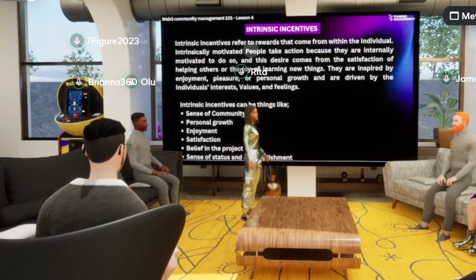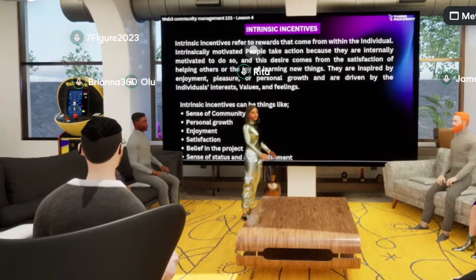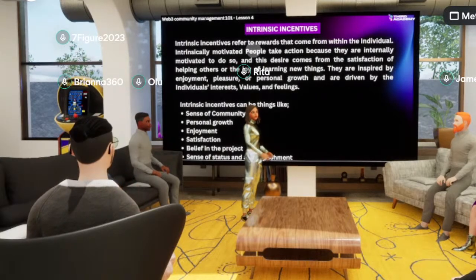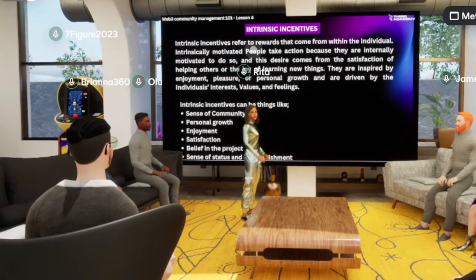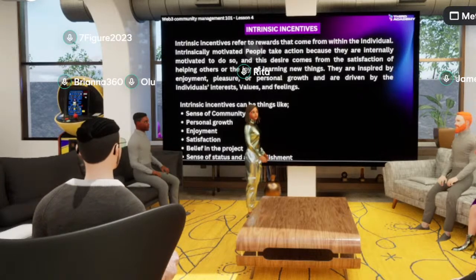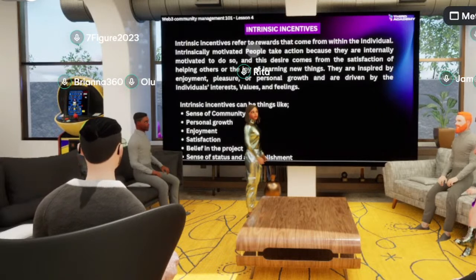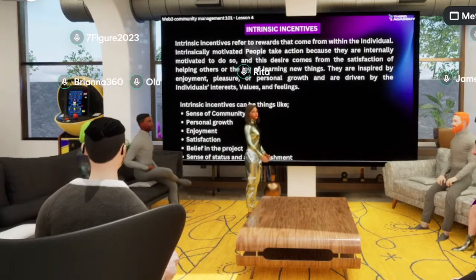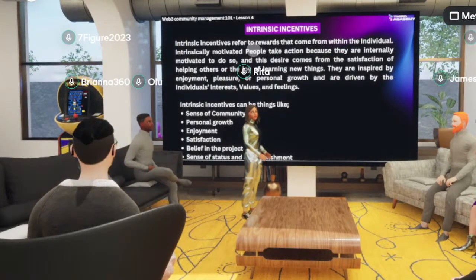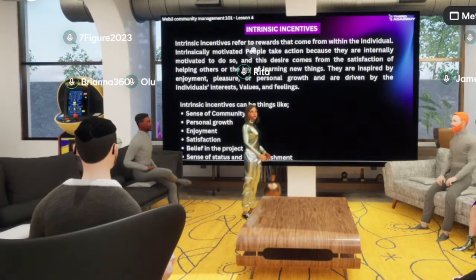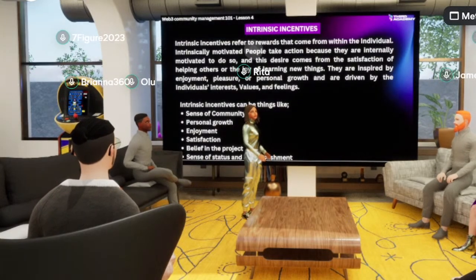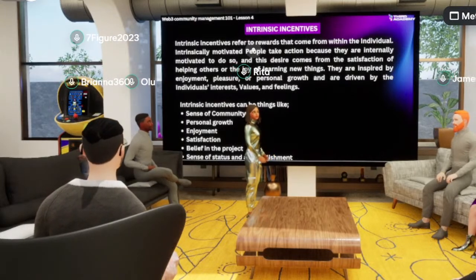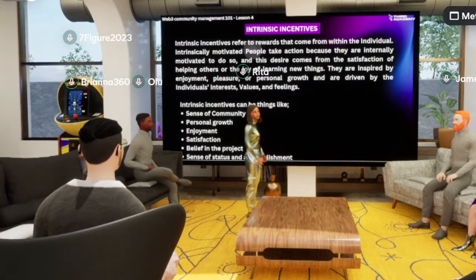Here's another example. Imagine you use a DeFi protocol, your favorite DeFi protocol, let's say Aave, for instance, because you support the project and find it to be a valuable tool for financial inclusion, especially with lending and borrowing. You're not thinking about getting airdrops from Aave, but you're excited to see it succeed and grow. You believe that DeFi has the potential to revolutionize the financial system and make it more accessible to everyone. That is an example of intrinsic motivation.